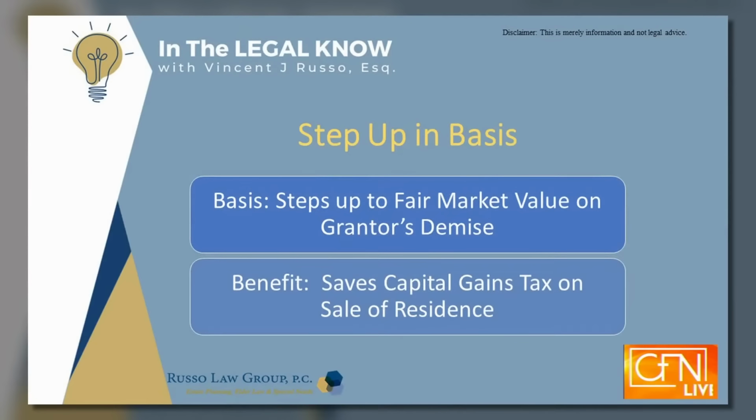And there's a tax benefit. We talked about step up in basis some time ago. And that's where the value of the home for tax purposes is the fair market value when mom passes away, the grantor. And when the son goes to sell the home, it saves capital gains taxes. So avoidance of probate and also the benefit of saving taxes when it's later sold.